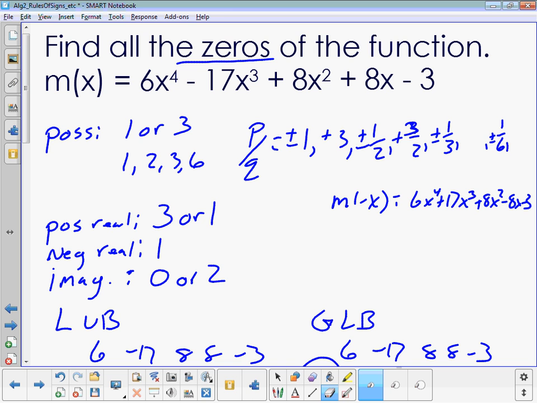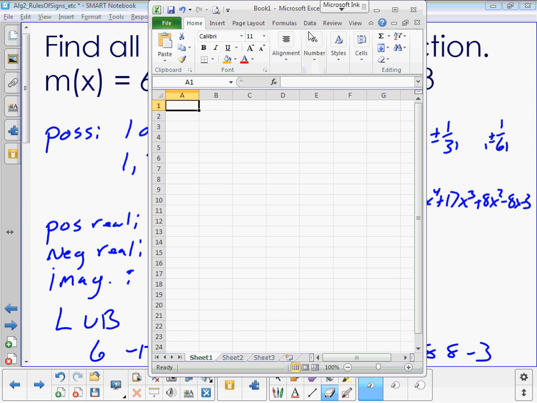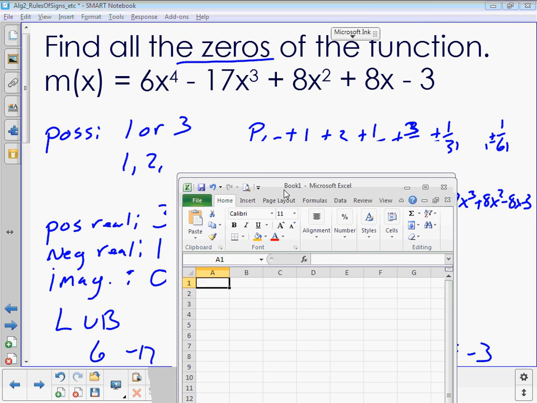Okay, so I'm going to bring up an Excel document. You can also do this on Google Docs or whatever. It doesn't matter what you use. So the first thing you do is you've got to plug in all of those numbers. So what were all of those numbers?